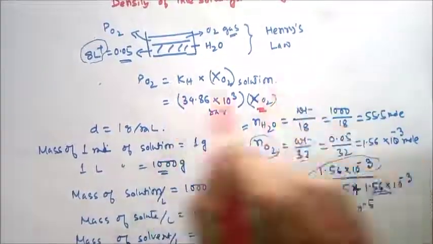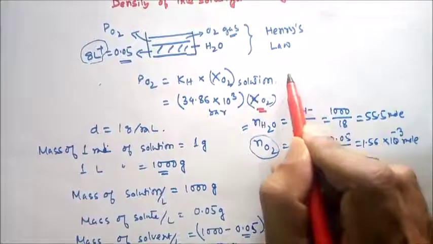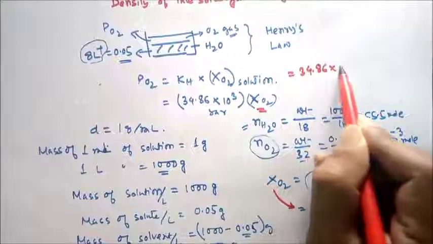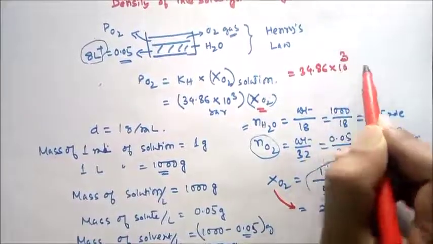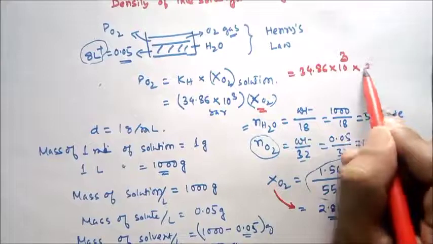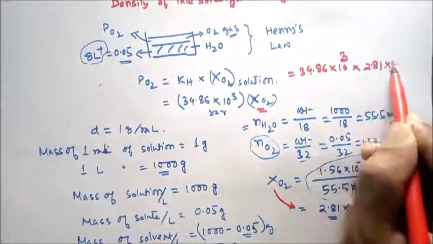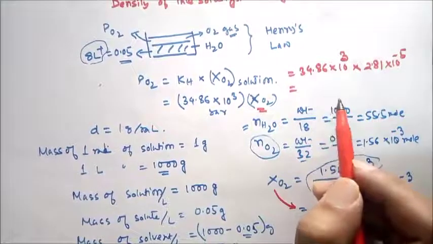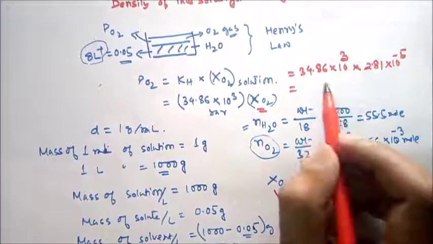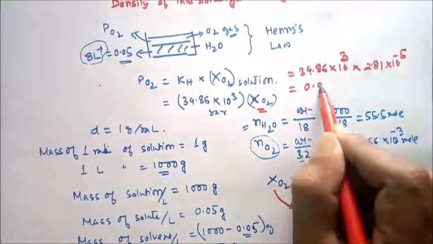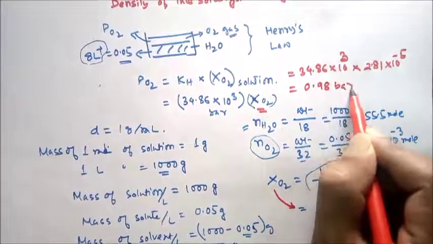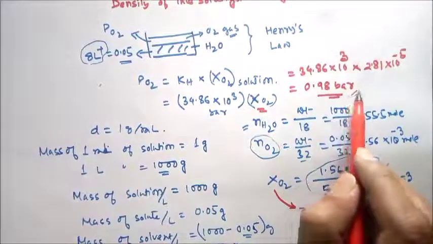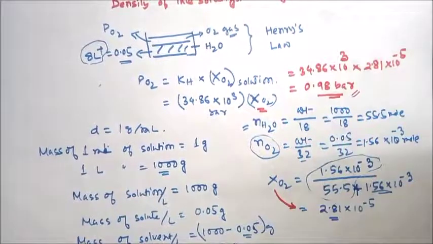So in this place we can put this value, the mole fraction of oxygen. The partial pressure of oxygen would be 34.86 into 10 to the power 3 into 2.81 into 10 to the power minus 5. If we calculate this, it will come out as 0.98 bar. You calculate these things and verify this.